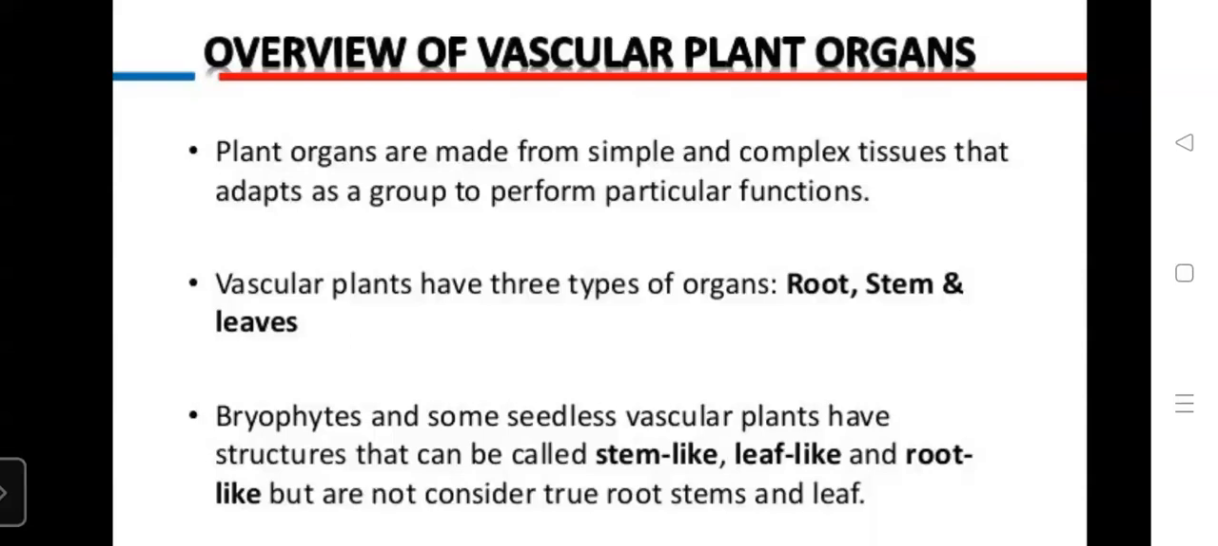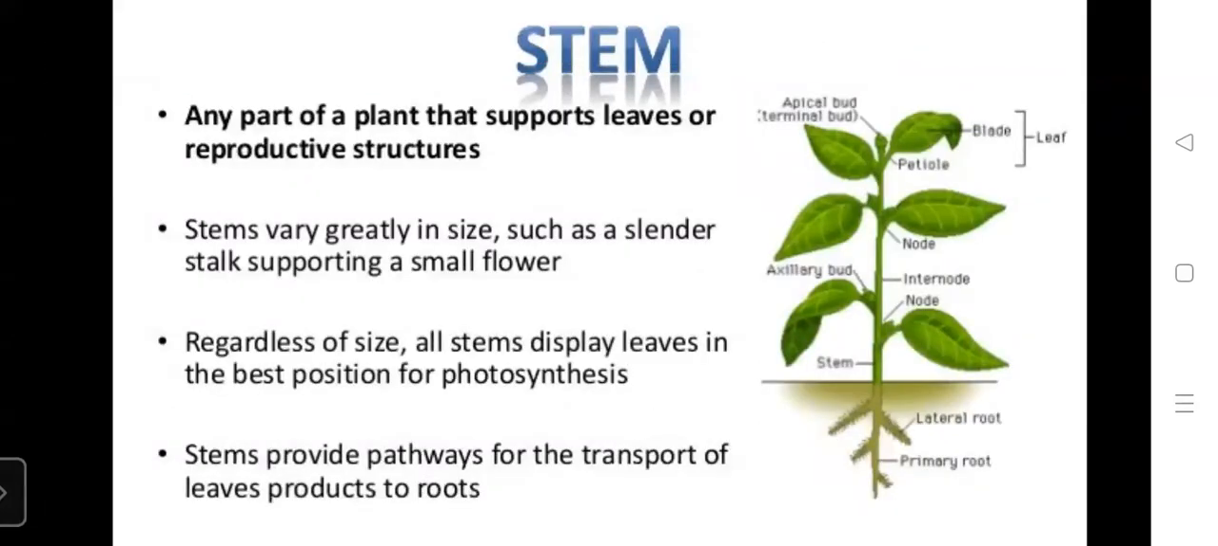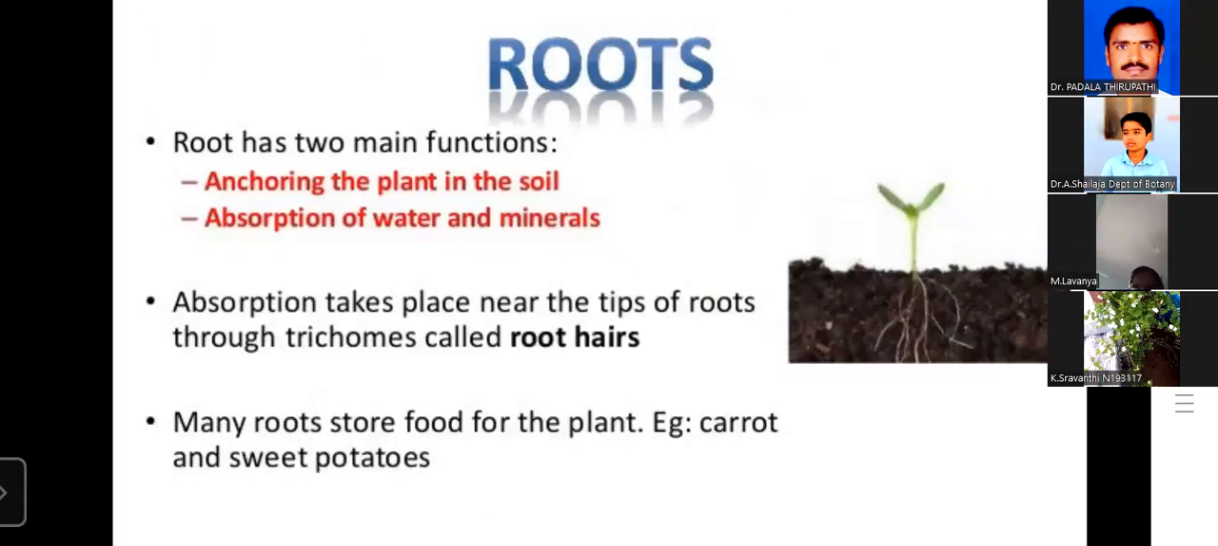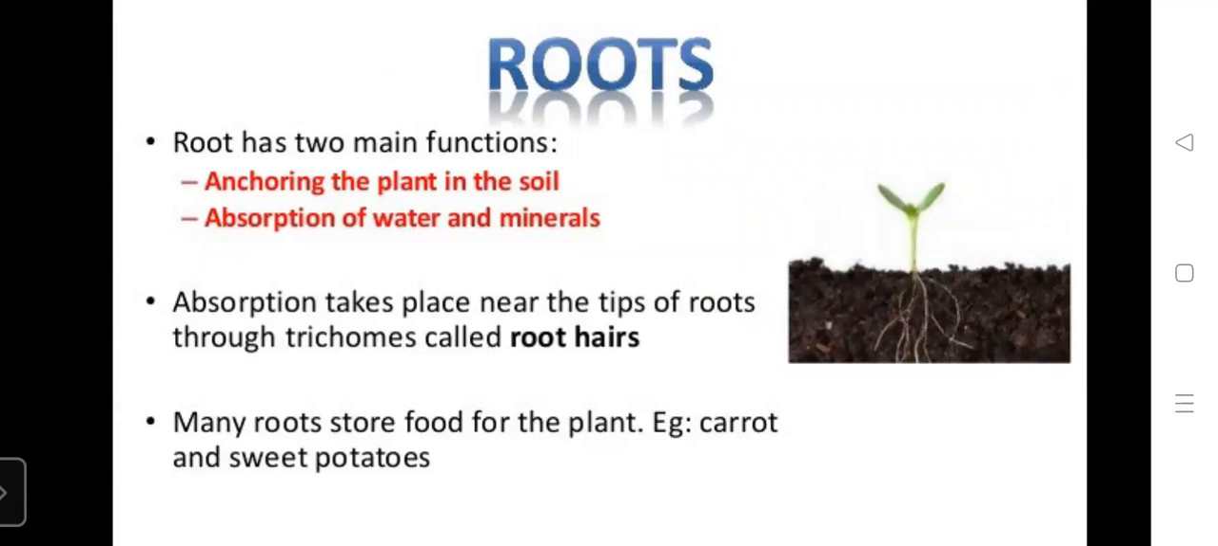Bryophytes and some seedless vascular plants have structures that can be called stem-like, leaf-like, and root-like, but are not considered true roots, stems, and leaves. We have observed that in the bryophytes. What are roots? Root is a main important plant part. Root has two main functions: anchoring the plant in the soil, and absorption of water and minerals. Absorption takes place near the tips of the root through trichomes called root hairs. Many roots store food for the plant, for example carrot and sweet potatoes.